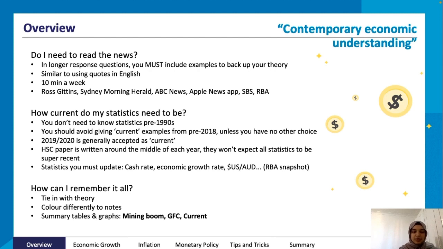Summary tables and graphs. So mining boom, GFC, and current, for example. So mining boom 03, what happened? Great economic growth. GFC, a huge fall in economic growth, not too bad because Australia avoided a recession. And current, what happened during COVID, etc. Those are the major events, and they can really help you figure out what's involved with the news. Knowing the major events is very important because a lot of the time in economics you'll get graphs and you'll have to go back and look at what's involved with the major events. Knowing that is really useful. But yeah, that's an overview of what a contemporary economic understanding is.